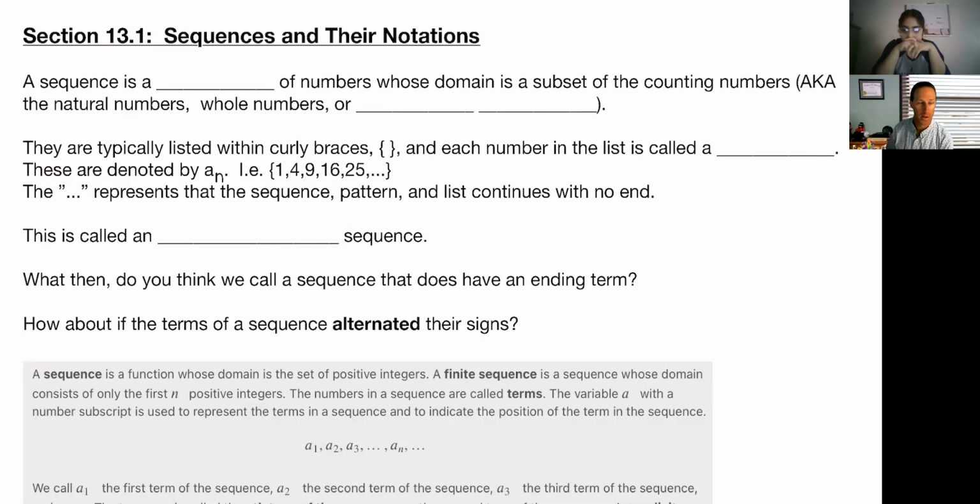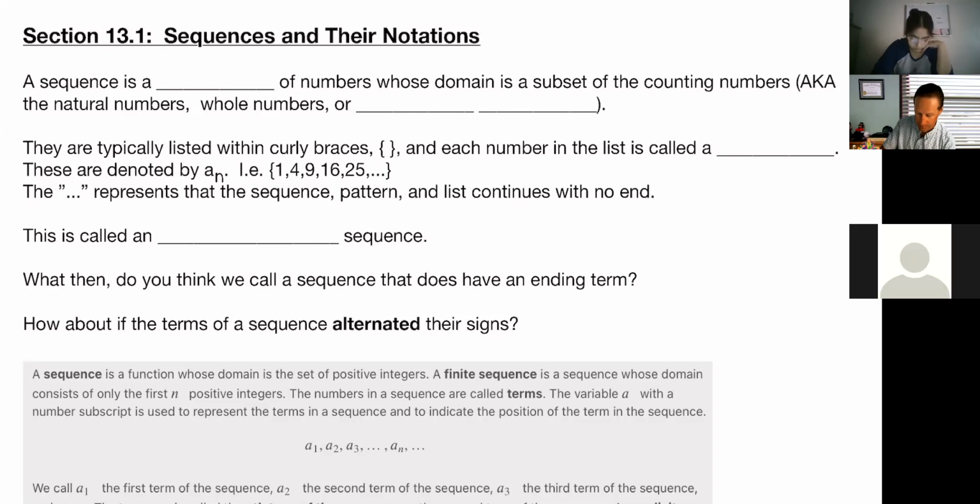All right? So help me out. What is that first blank? A sequence is a blank of numbers whose domain is a subset of the counting numbers, also known as the natural numbers, whole numbers, or what else? Anybody have an idea for that first blank? Pattern. Ooh, that's a good one, Anthony. A set. Getting warmer. It's actually a list, right? And a set is one way that we say these things, but that's the next little paragraph there. A sequence is just a list of numbers.